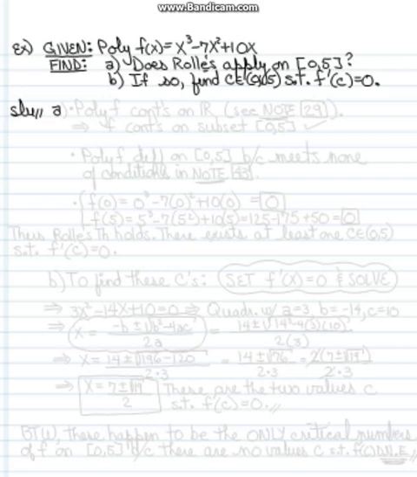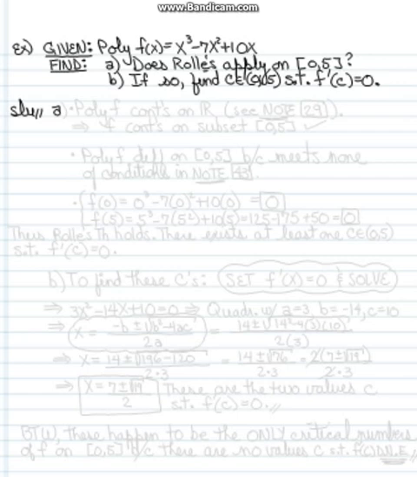Given a polynomial f of x equals x cubed minus 7x squared plus 10x, we're going to find two things. Part A, does Rolle's theorem apply on the closed interval from 0 to 5? And part B, if it does, find c, the x value on the open interval from 0 to 5, such that the derivative f prime evaluated at x equals c is going to give you 0.